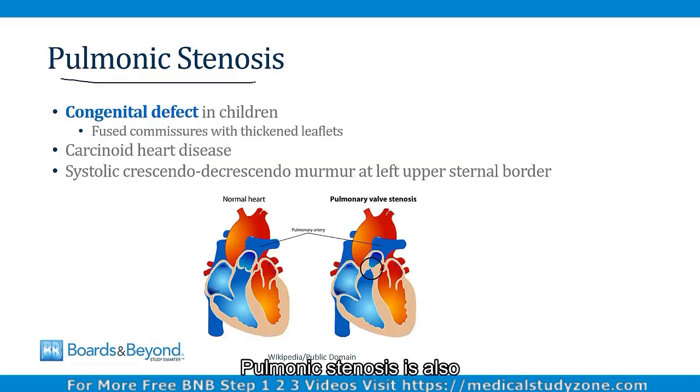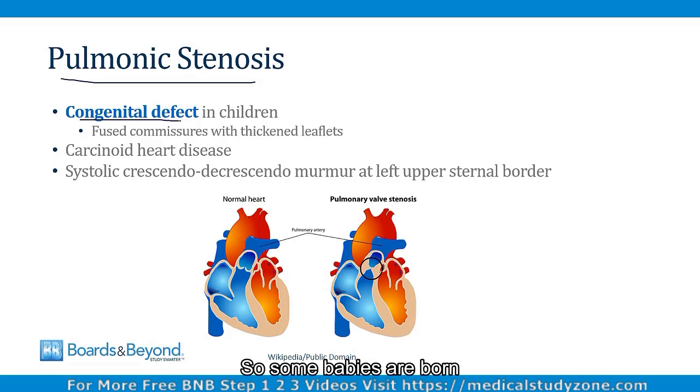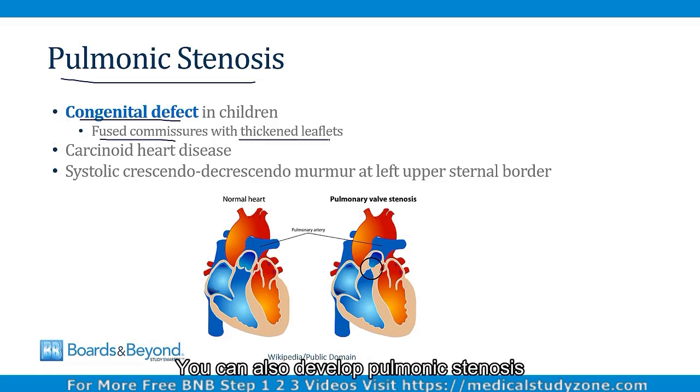Pulmonic stenosis is also a very rare cardiac valvular disorder. It can be seen as a congenital defect in children, so some babies are born where the commissures of the pulmonic valve, the commissures are the locations where the valve leaflet comes together. Sometimes those commissures are fused and sometimes the leaflets are thickened, so those children have evidence of pulmonic stenosis at birth. You can also develop pulmonic stenosis from carcinoid heart disease.